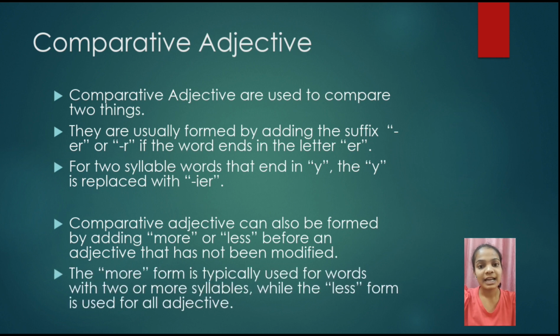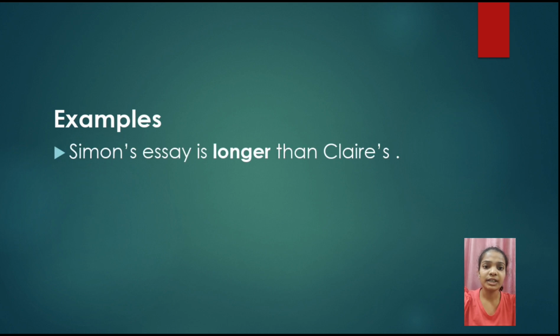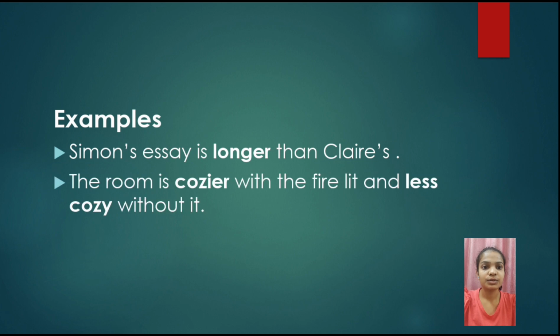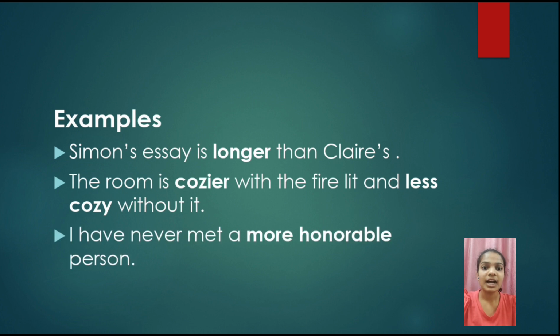The more form is typically used for words with two or more syllables, while the less form is used for all adjectives. Let us see a few examples of comparative adjectives. Simon's essay is longer than Charles'. The room is cozier when the fire is lit and less cozy without it. I have never met a more adorable person.